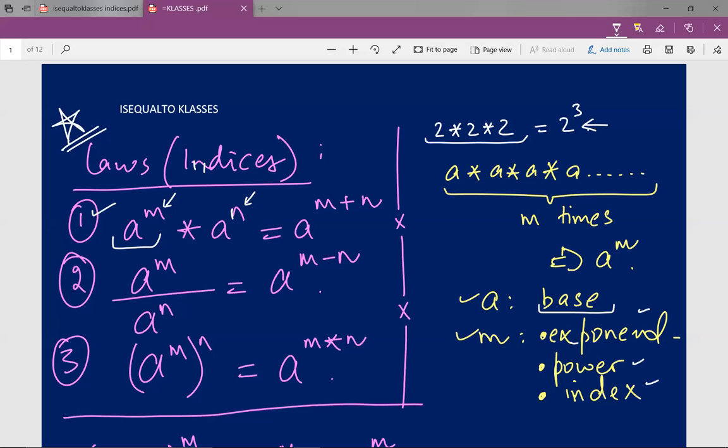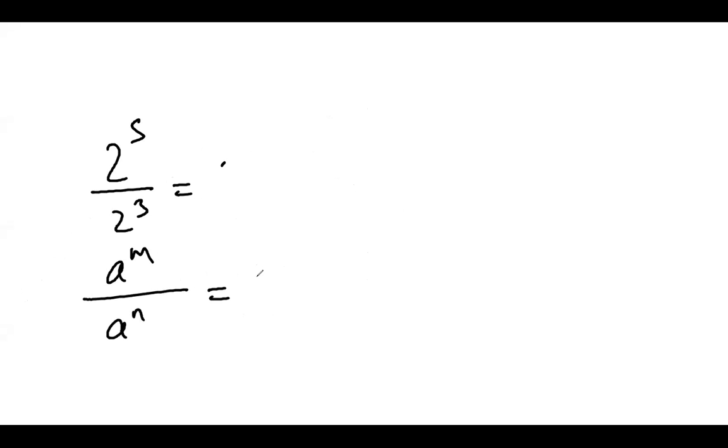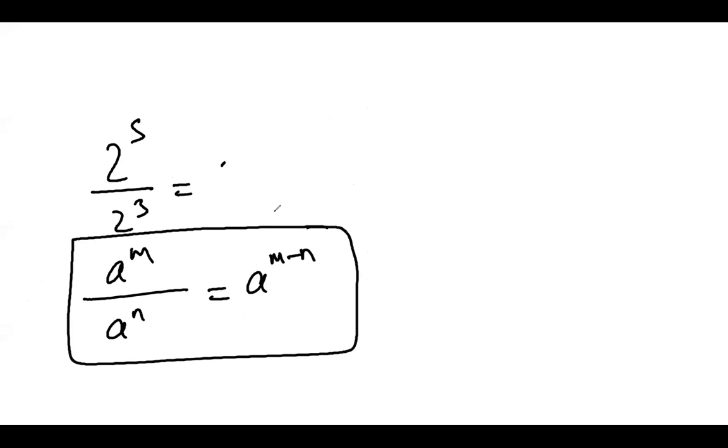The second formula says that a raised to power m upon a raised to power n is equal to a raised to power m minus n. Again, let us understand this law with the help of an example. Usually in maths, if you take an example, then the things become pretty easy. So let us take 2 raised to power 5 upon 2 raised to power 3. This will be equal to, as per our law, a raised to power m minus n. This is the law. Let us try to understand this.